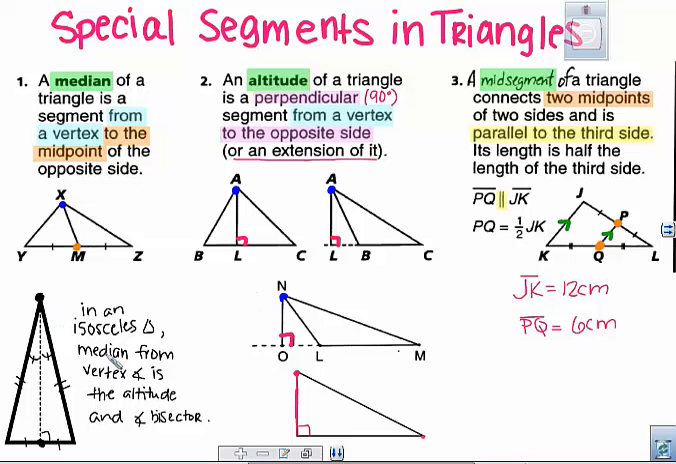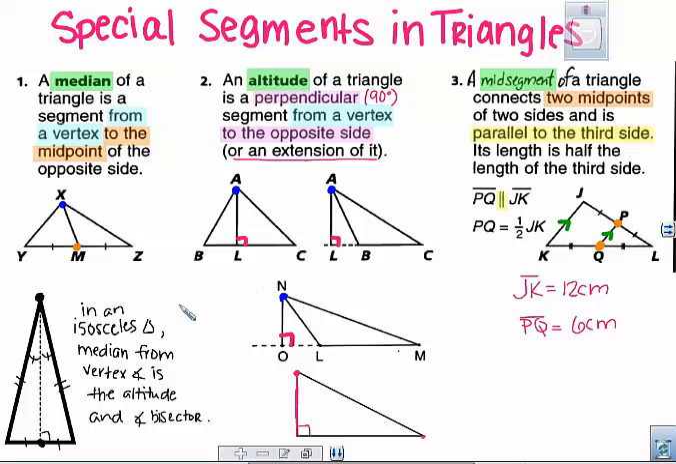When you draw the median from the vertex angle, remember a median connects to the midpoint of the opposite side. So here's the midpoint. It is an altitude. It creates a 90-degree angle. It cuts this side in half and creates a 90-degree angle, and it also cuts this vertex angle exactly in half. But that's only in an isosceles triangle, when you're coming from that vertex angle.